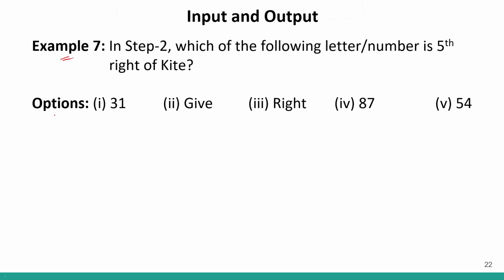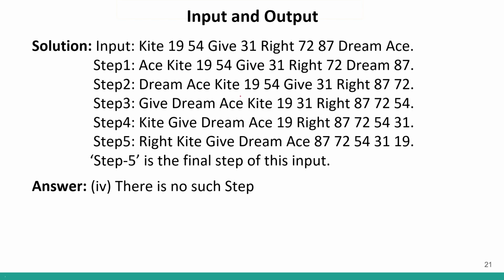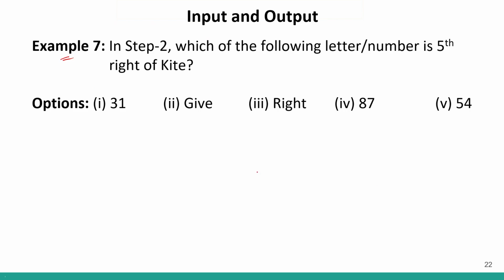Example number 7. In step 2, which of the following letters or numbers is fifth to the right of kite? Let us look at the arrangement. Step 2 is this one and kite is over here. We have to find out fifth to the right of kite. Towards the right means this side, correct? So 1, 2, 3, 4, 5. Fifth to the right of kite will be right. If I look at the options, we have option number 3, right. Option number 3 will be the correct answer to this question.